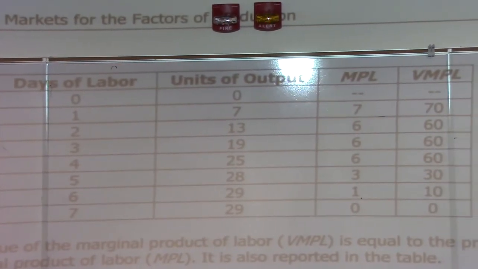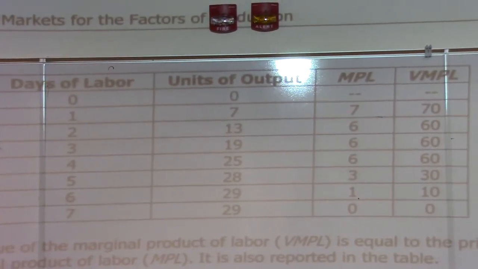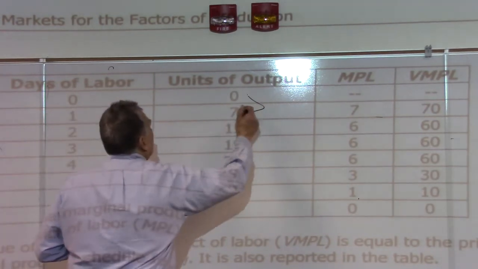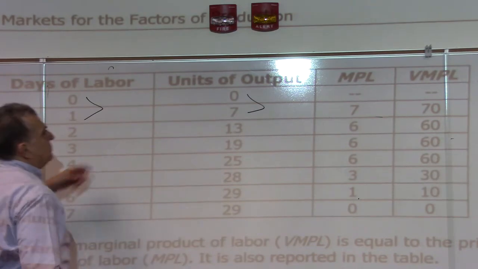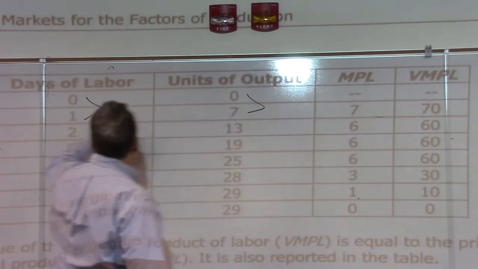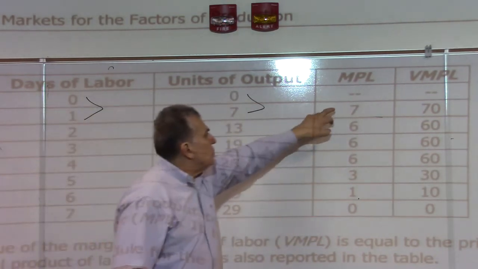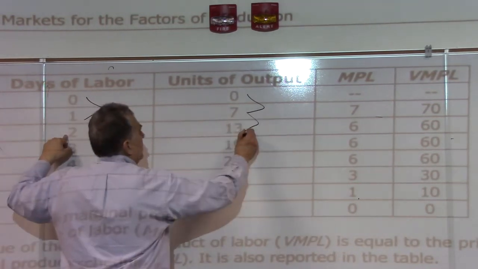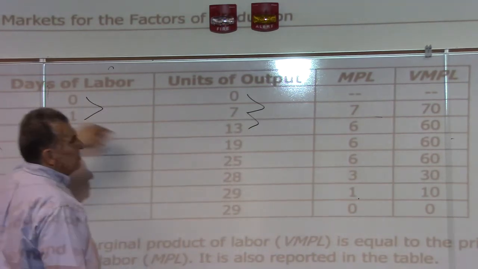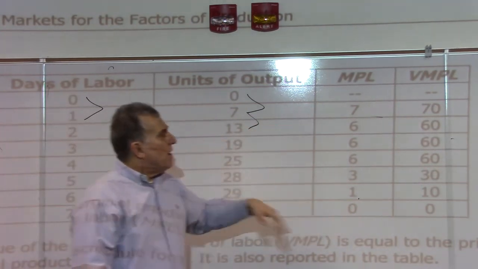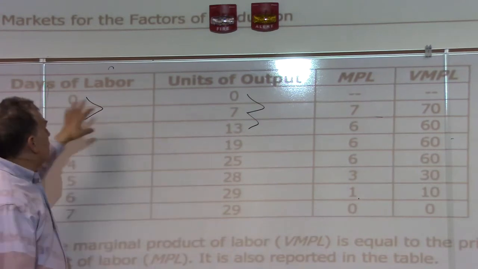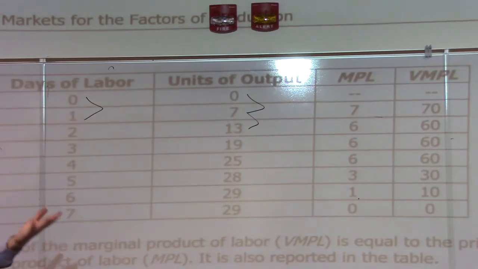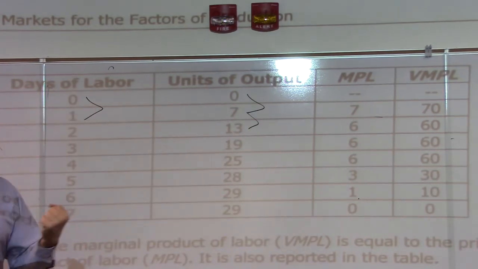So the first question is calculate the marginal product for each additional worker. Marginal product is the change in total product divided by the change in labor. So 7 minus 0 divided by 1 minus 0 is the marginal product of the first day of labor, 7. Of the second day of labor, it's 13 minus 7 divided by 2 minus 1 is 6. Here's the marginal product.